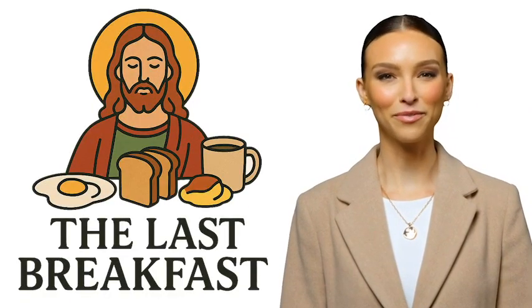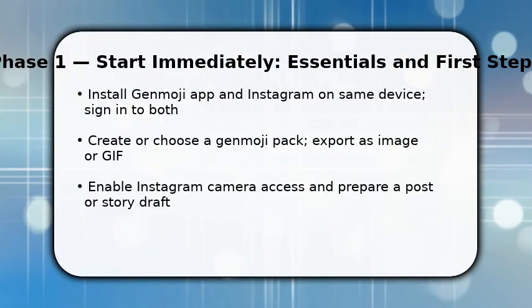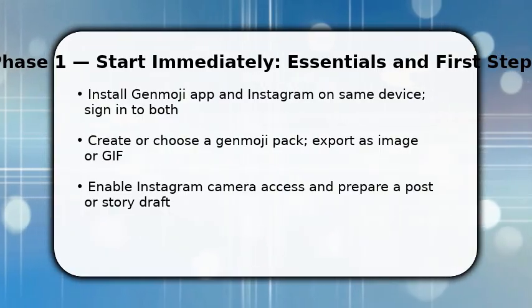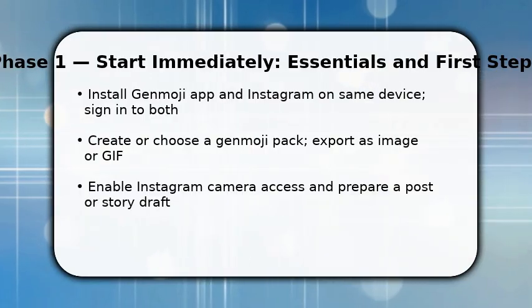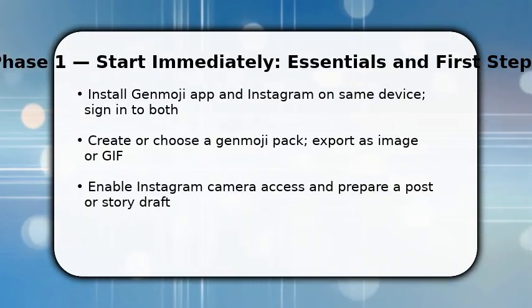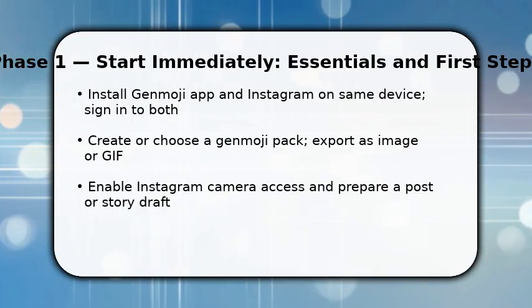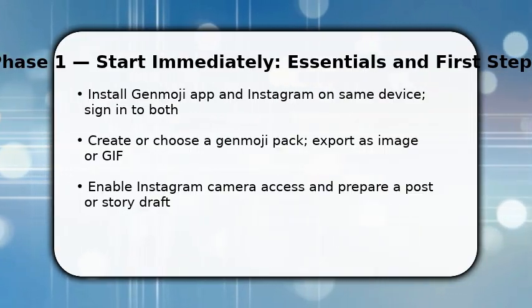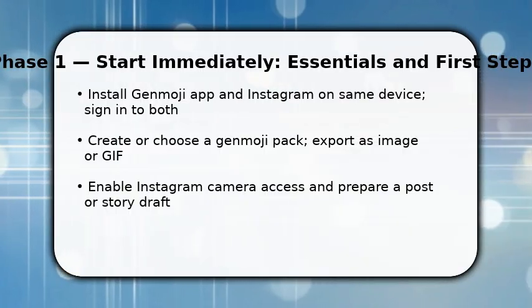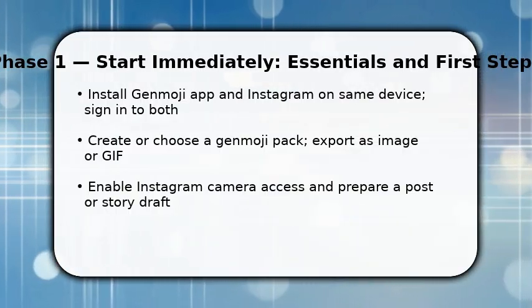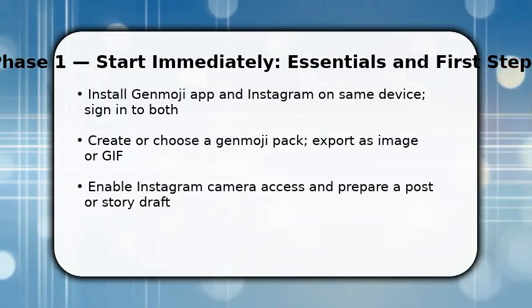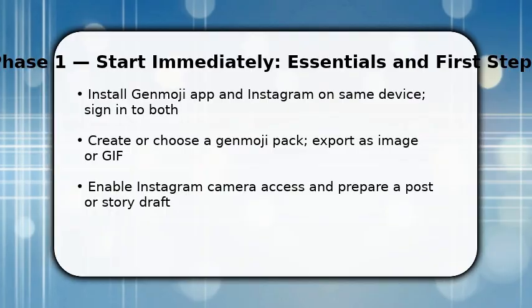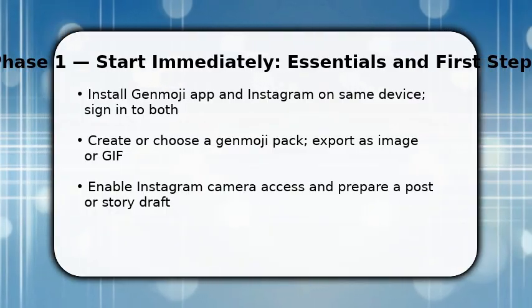Please enjoy the video. You begin by opening Genmoji and Instagram on your phone, then sign into both accounts. Create or pick the Genmoji you want and export it as an image or GIF. Once exported, open Instagram and start a story or post draft. Make sure camera and storage permissions are enabled so Instagram can access the exported file. This first step gets your assets ready. It saves time when you move to placement and animation inside Instagram.